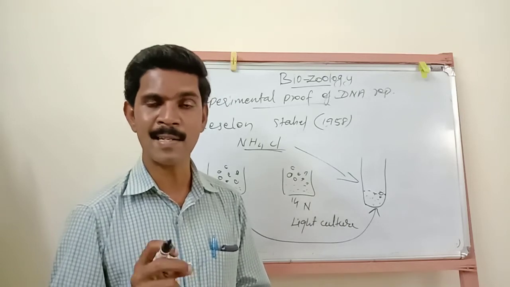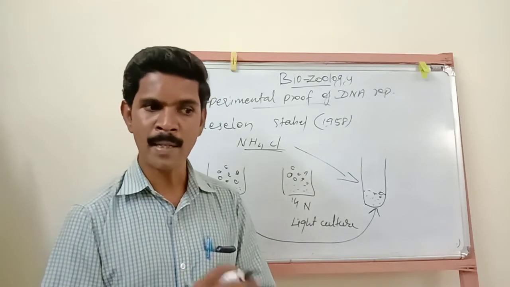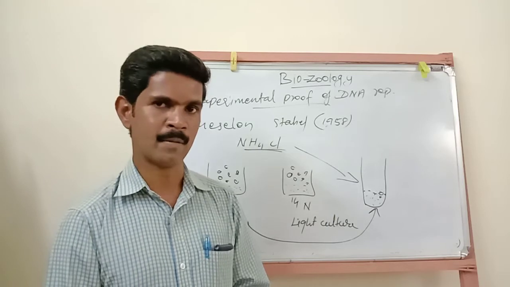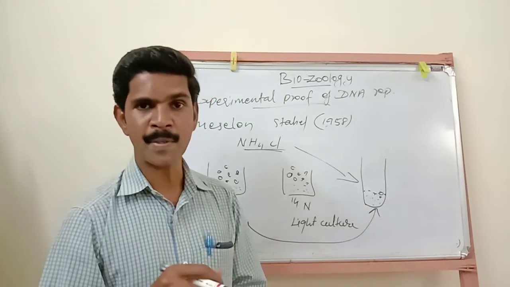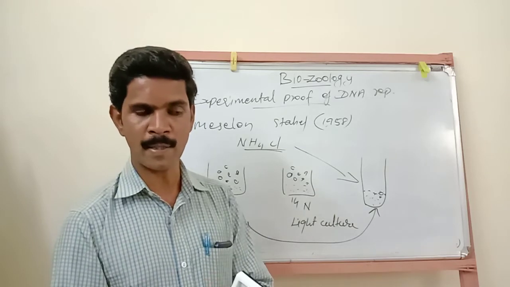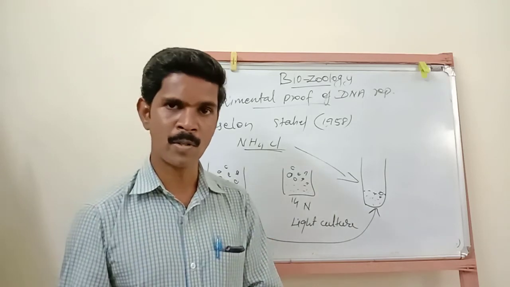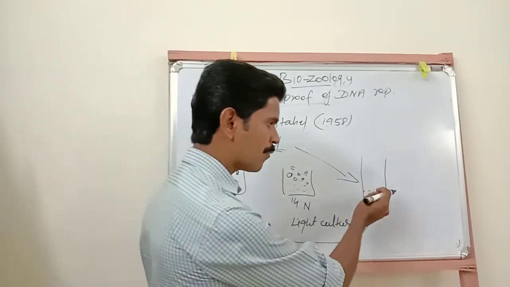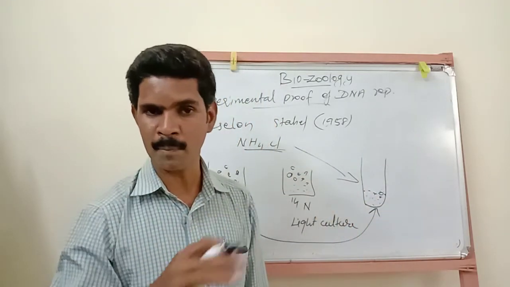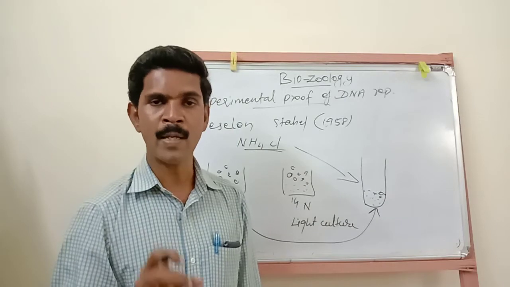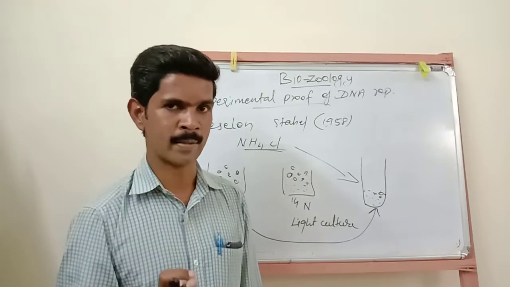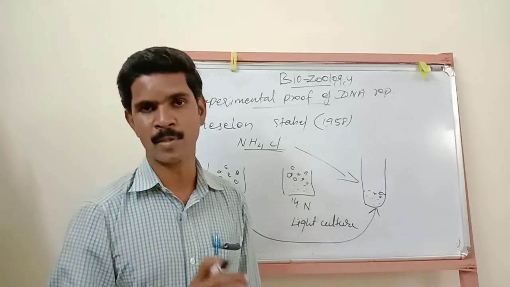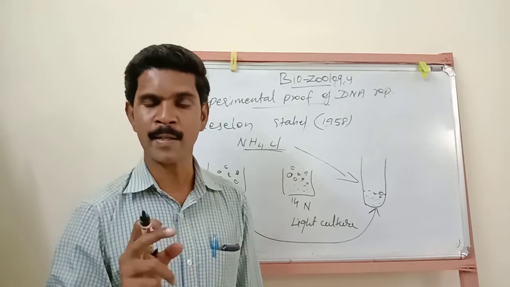This band is in an intermediate position. Intermediate position means this DNA consists of both N15 and N14. Understand? Then after 40 minutes, that is, the first 20 minutes the first replication process is over, and the next 20 minutes the second replication process is also over. They took some sample from this culture medium and subjected it to the same density gradient centrifugation technique. They observed the DNA molecules settled in two bands: one in light position and another in intermediate position.